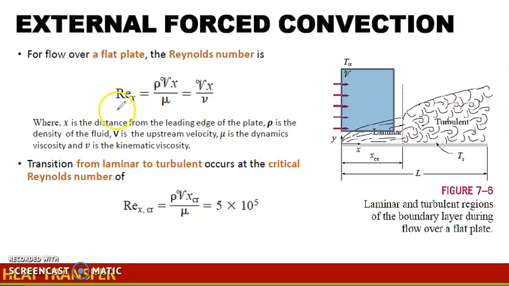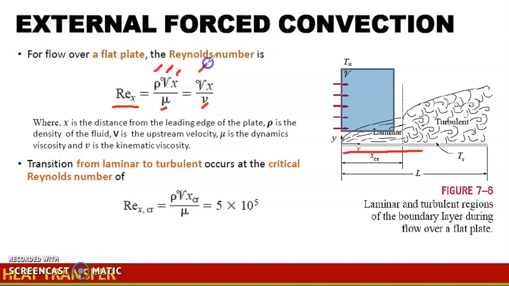An important dimensionless number that we will frequently use in external forced convection is our Reynolds number. So our Reynolds number is equal to the density rho times the velocity in meters per second times x, which is the distance along the length of a plate, over mu, our dynamic viscosity. In terms of kinematic viscosity, mu over rho is just equal to the kinematic viscosity v.